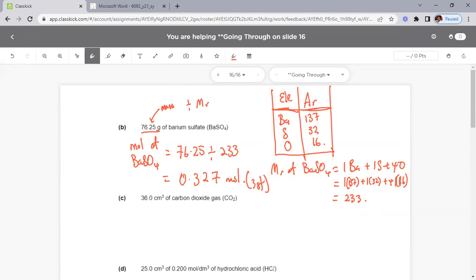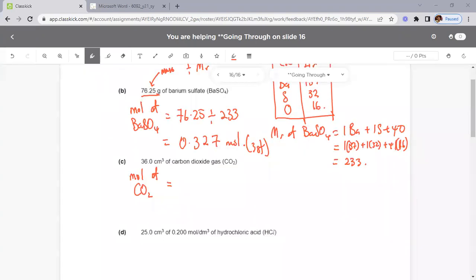Now I want us to look at part C. This is 36 cm cube of carbon dioxide gas. Which triangle would you use? Take the next 1 minute and go and try it out now. The time starts now. Let's go through this now.